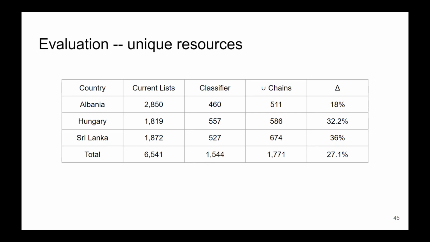So in total, across these three regions, the current lists would block 6,541 unique resources. We find an additional 1,771 unique resources with our classifier and the request chains, which means an increase of 27.1% of new unique blockable ad resources for those specific regions.